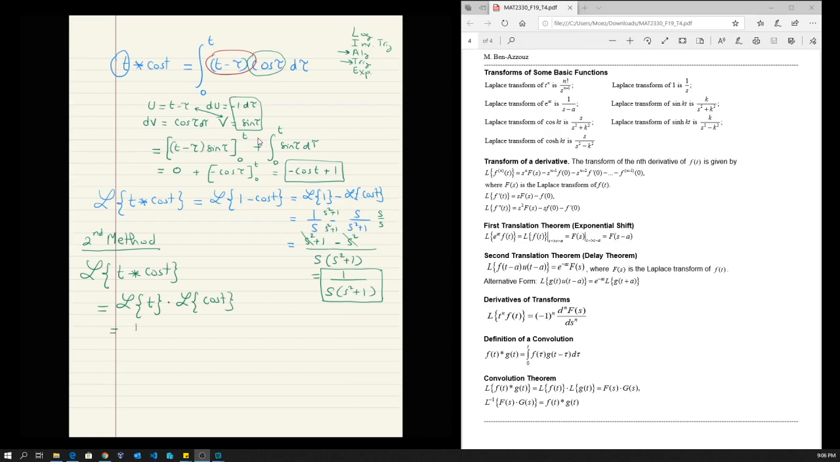So that would be 1 over s squared. Alright, let me double check here. Yeah, 1 over s squared multiplied by s over s squared plus 1. So there's something nice that happens here. One of the s on top cancels with 1 in the denominator, and you're going to end up with 1 over s times s squared plus 1. And lo and behold, it's exactly the same answer.